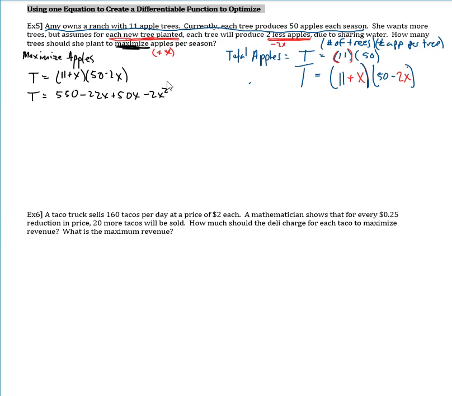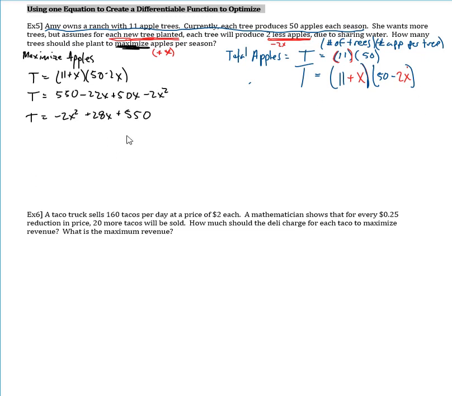Okay, so I just FOILed that out, and then let's go ahead and rearrange it. Let's put it in descending order, and at the same time, let's collect like terms. So I have negative 2x squared, and then this looks like it's plus 28x, and then plus 550. Okay, so this is the total tree, or total apples now. T is for the total apples for this adjustment.